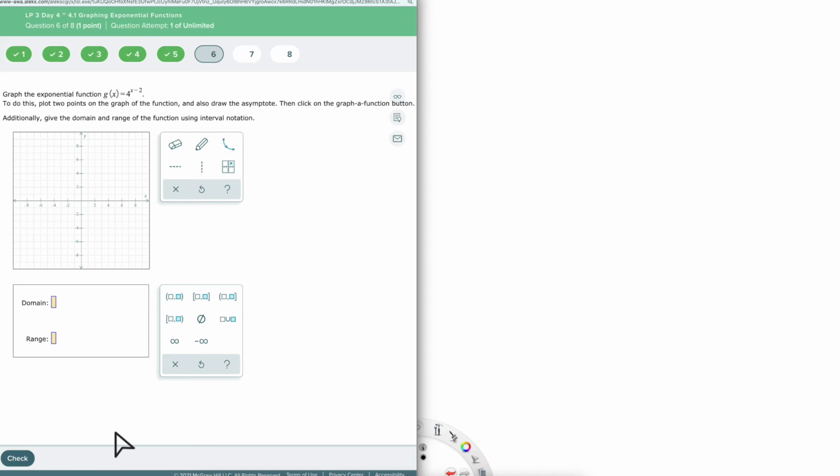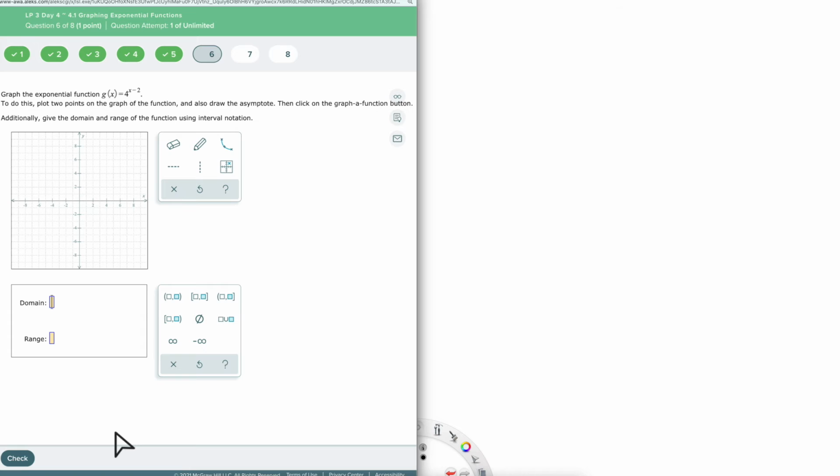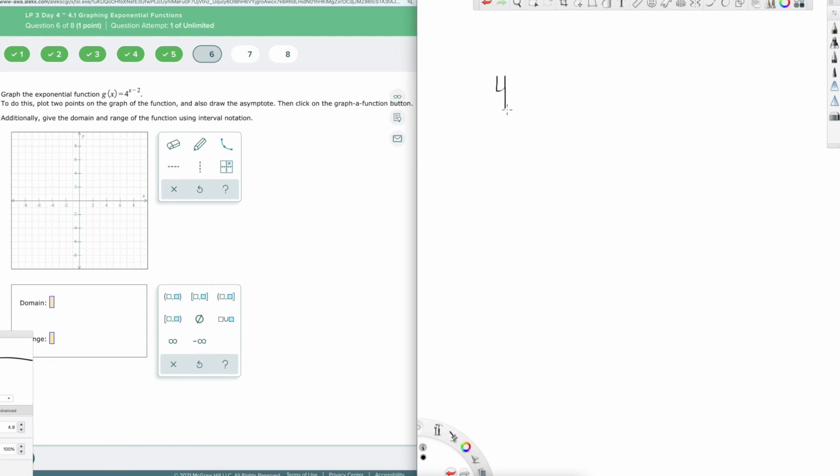So let's see. For this one, we get to graph it and then do the domain and the range. So we're going to plot 2 points in the graph of the function and also draw the asymptote. And then, okay, so only 2 points on the line. Interesting. So we only need 2 points. So let's see. f(x) equals 4 to the x minus 2.